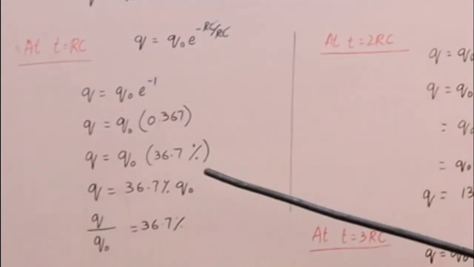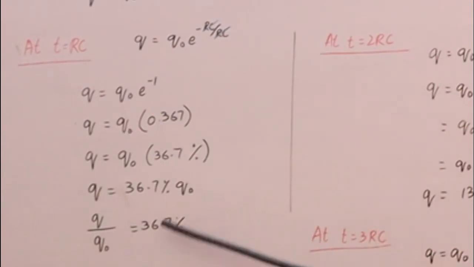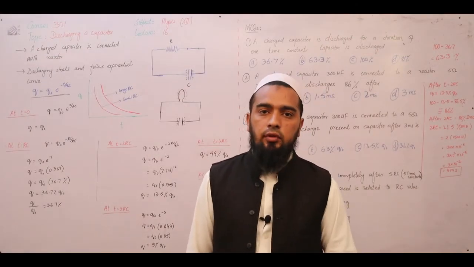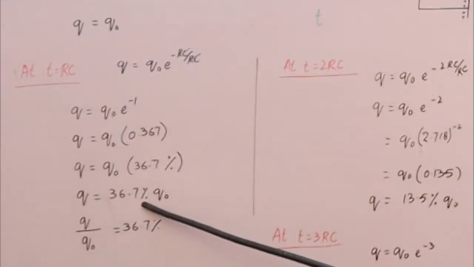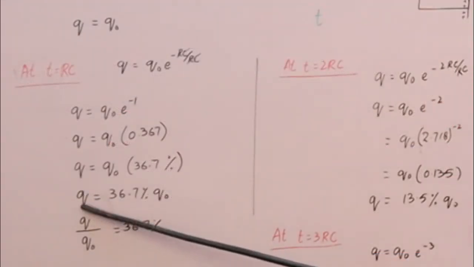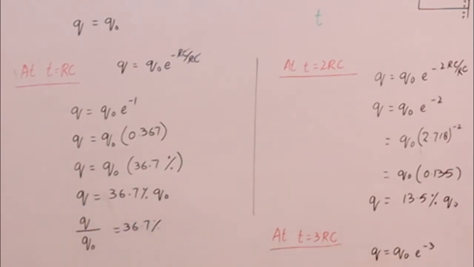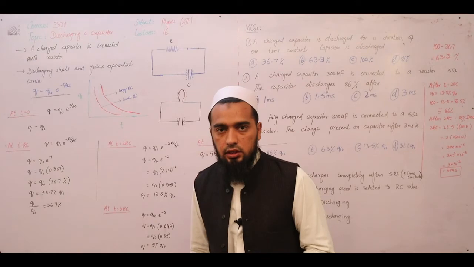This is the charge present on the capacitor after 1 time constant. We do not need this in the question. We need the charge lost by the capacitor after 1 time constant. Note it down, that this Q, what is Q? Q is the charge present on the capacitor at any time t. So at this time, when 1 time constant is passed, 36.7% charge is there on the capacitor.